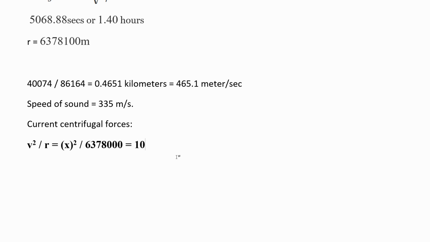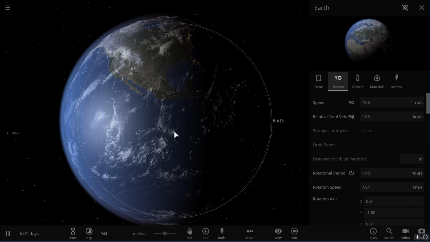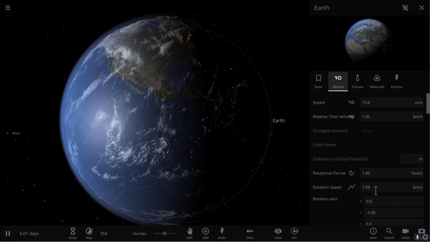And so basically we're trying to solve this relatively simple equation, x squared divided by 6.3 million should equal 10. And once we plug in all those numbers and calculate all of this, you'll get this value right here, which is close to about 8 kilometers per second. This is in meters per second. So the answer to how fast this should be rotating was always here. If you were close enough, you might have seen this before. It's about 7.94 kilometers per second.